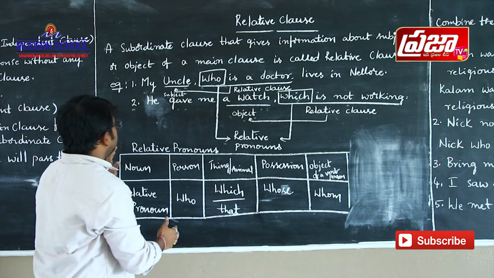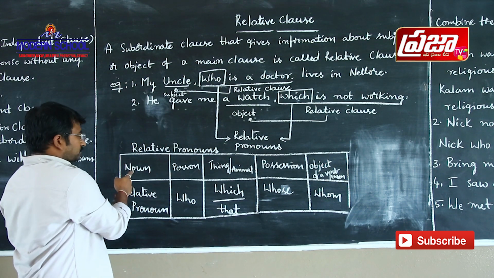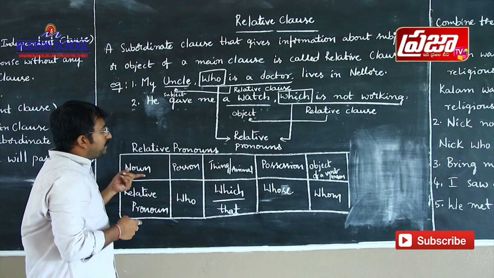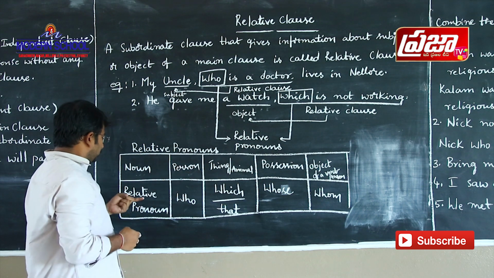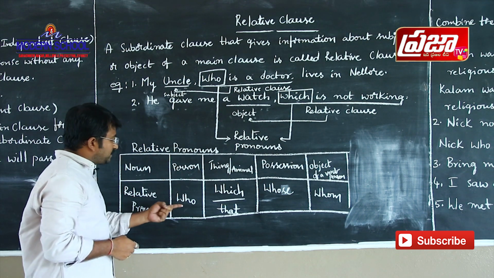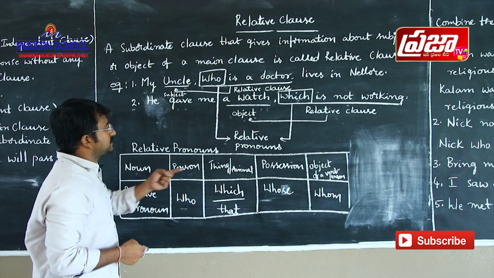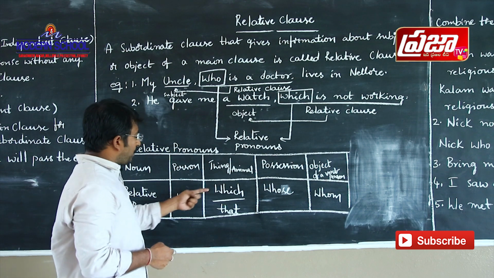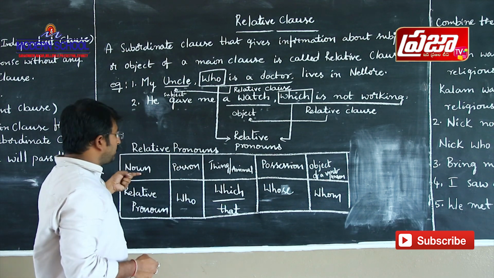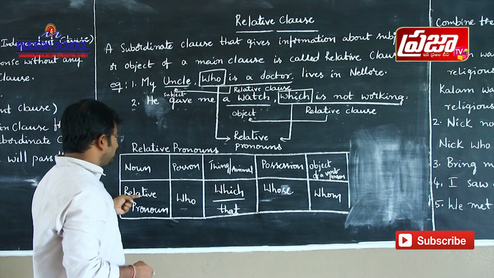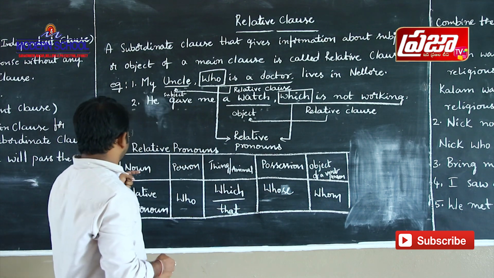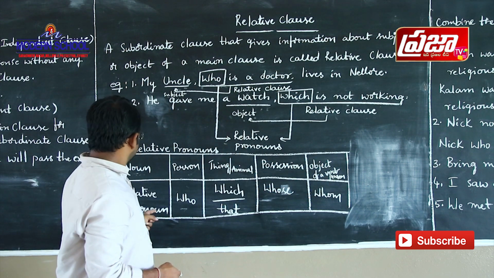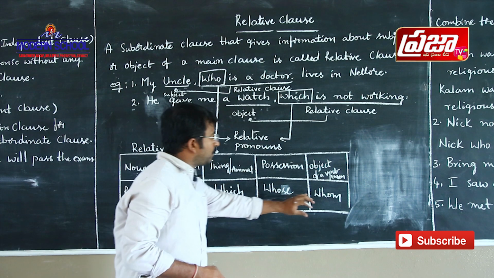So if you take the relative pronouns, if the noun represents a person, the relative pronoun we have to use is who. If the noun represents a thing or an animal, we have to use the relative pronoun which or that. If the noun refers to possession, we have to use the relative pronoun whose. If the noun is the object of a verb, then we have to use the relative pronoun whom.